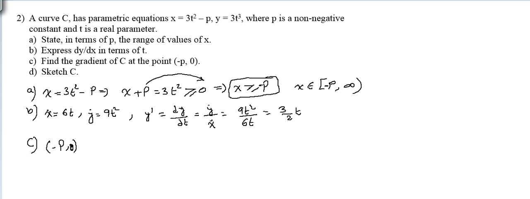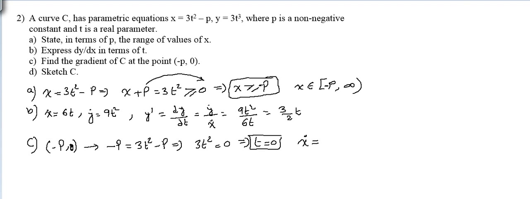At this point, if we put x equals 3t squared minus p equal to minus p, that says that 3t squared should be equal to 0. This means that t is equal to 0. At t equals 0, we have x dot equal to 0, y dot equal to 0.